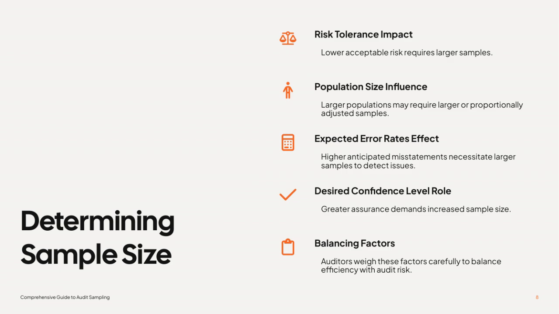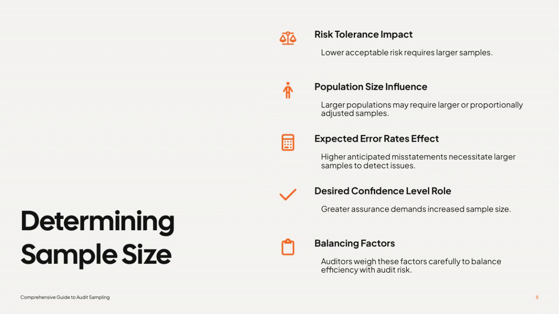If we want to keep the acceptable risk lower, we naturally need to increase the sample size to gain more assurance. Next, the size of the population matters. Generally, a larger population means we might need a bigger sample, or we adjust the sample size proportionally to ensure it remains representative. Then we consider the expected error rates.